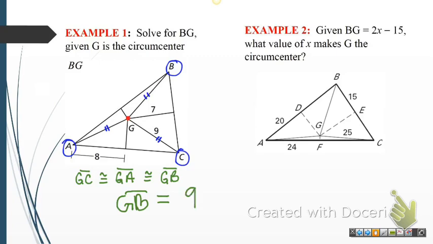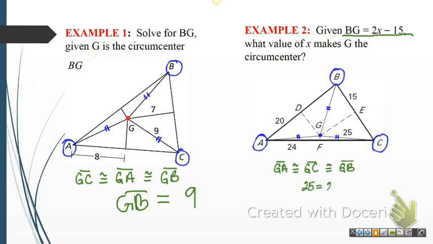Okay, let's look at the second example. So in the second example, G again is the circumcenter. So remembering the properties of the circumcenter is that it's going to be equidistant from these three vertices, A, B, and C. So I'm going to mark that. All those distances are the same. GA is congruent to GC is congruent to GB. So again, in my picture, they're giving me the length of GC. They're telling me that GC is 25. They're also telling me that BG is the expression 2x minus 15.